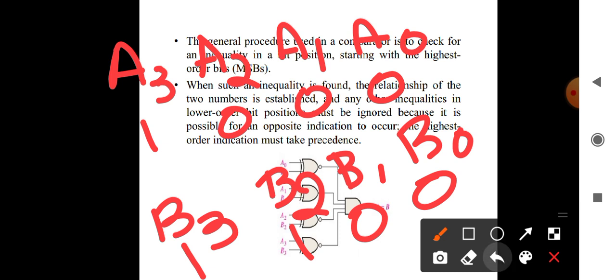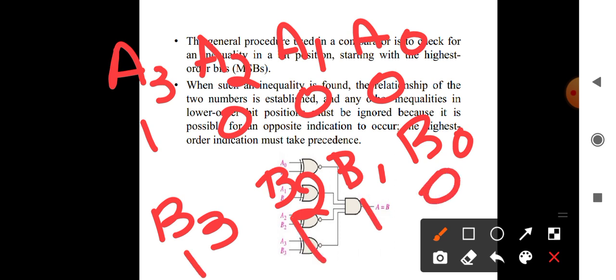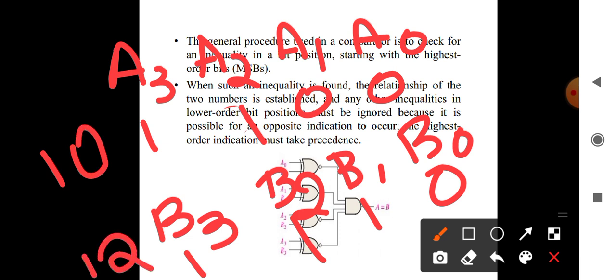Next, we see one more example. Say we have 1 1 1 0 here, that is 8 plus 4 plus 2, 10. And here we have 1 1 1 0, 8 plus 4 plus 2, sorry, that is 14 here. That is a3 is equal to b3 here.